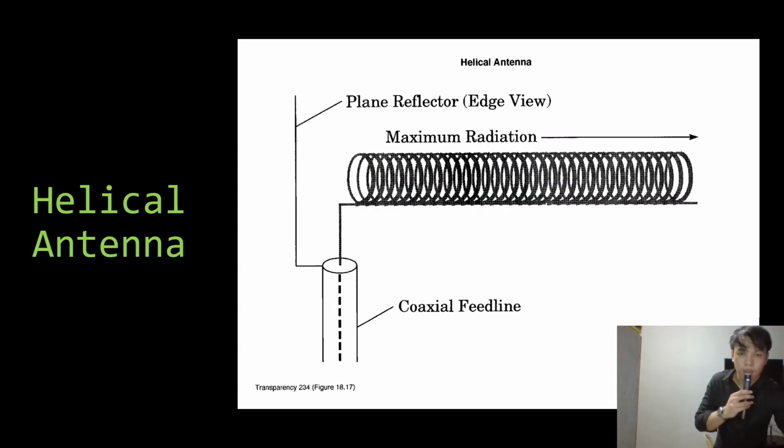So this is the basic illustration of a helical antenna. As we can see here, we have a spiral coil here, and this is the coaxial feed line, which is inserted here. And here it is placed. This is the plane reflector, and this is the coaxial feed line. And the maximum radiation circulates over there.